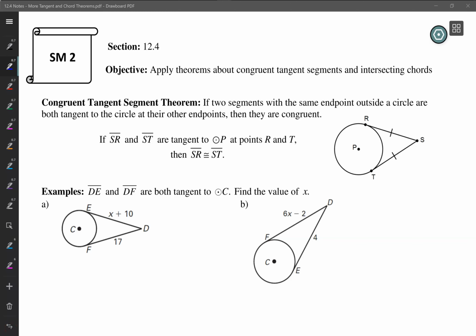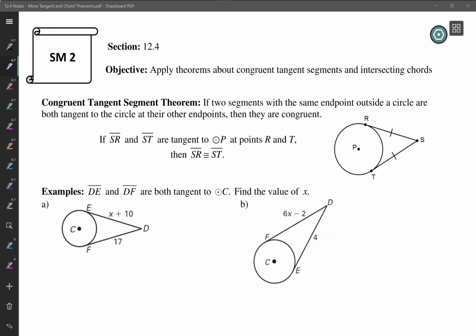In section 12.4, we're going to talk about two more theorems. The first one involves tangent segments, and the second one involves two chords that intersect inside a circle. So the first type of problem involves tangent segments.